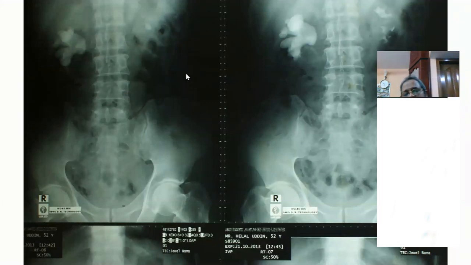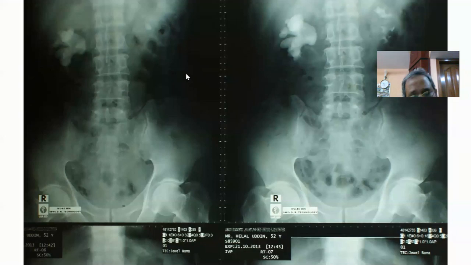Another important thing is, the composition name is Iopamiro. Previously, the drugs were more hypersensitive iodine contrast agents. The new preparation is Iopamiro. This is non-ionic, and these are the less allergic ones. This is called the non-ionic contrast.